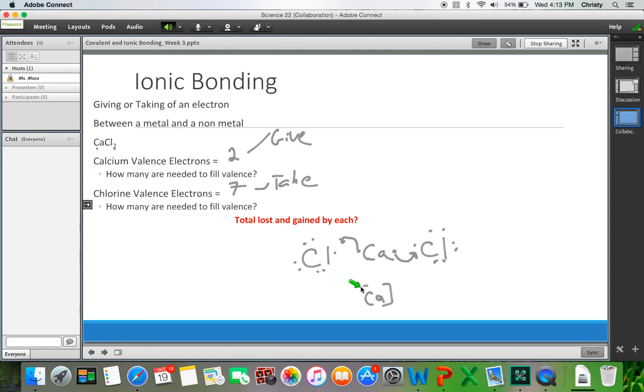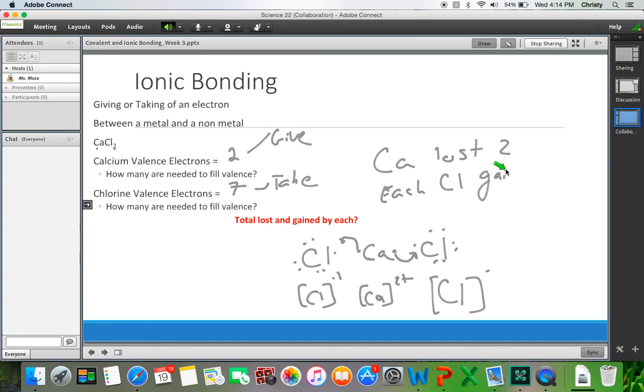So we have calcium. It lost 2. So it has a positive 2 charge, and each chlorine now has a full octet, and they have a negative charge each because they took 1 electron. So there's only 1 calcium, calcium lost 2 electrons, and each chlorine gained 1 electron. Okay, so this is basically how you determine which one's lost, which one's gained, and how bonds are created.